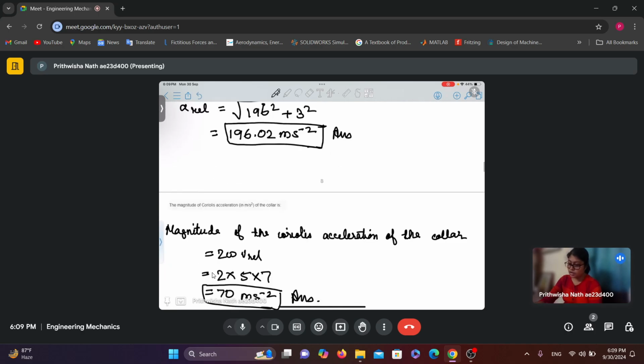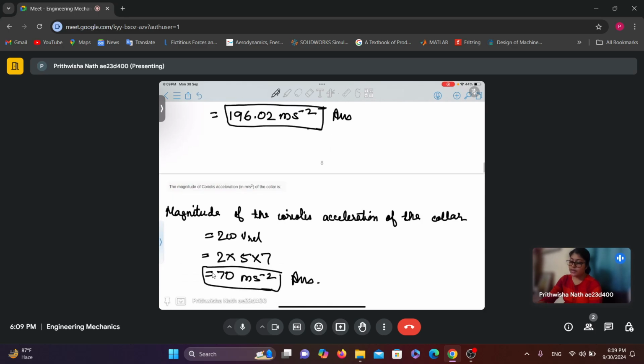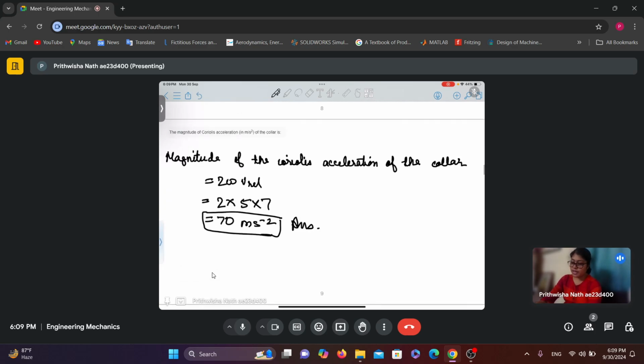Now they have asked for the Coriolis acceleration. So that is 2 omega into V relative. That is 2 into 5, where omega is given as 5 and V relative velocity is 7. So that becomes 70 meter per second square.